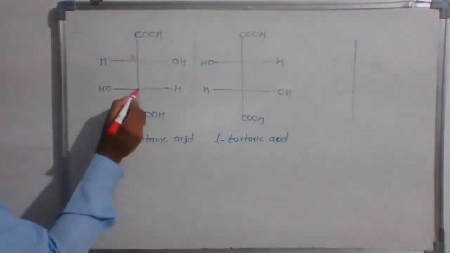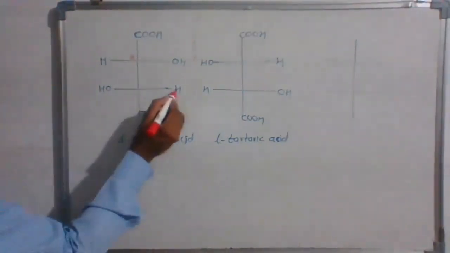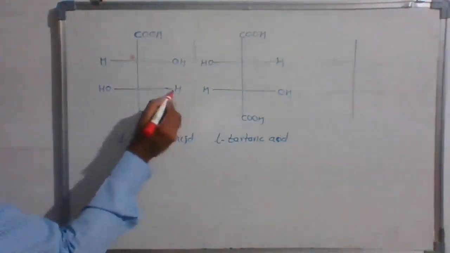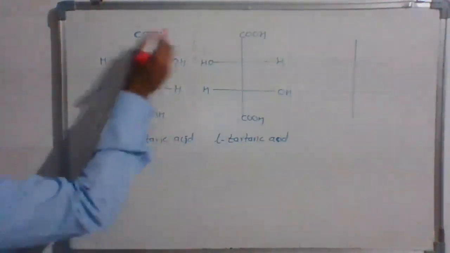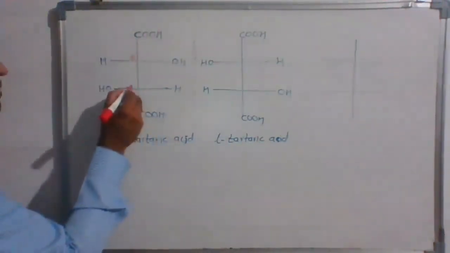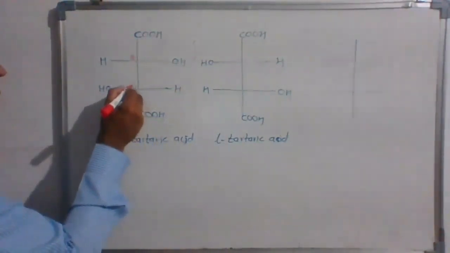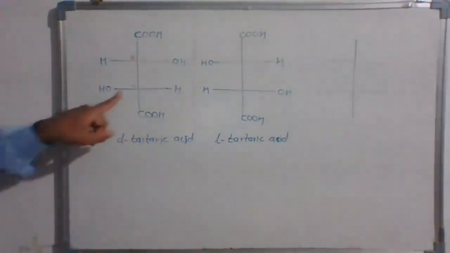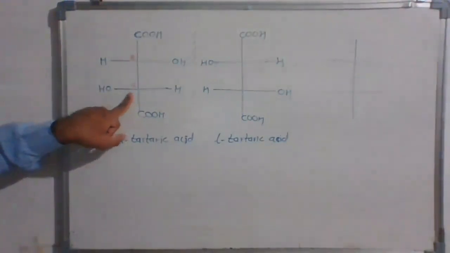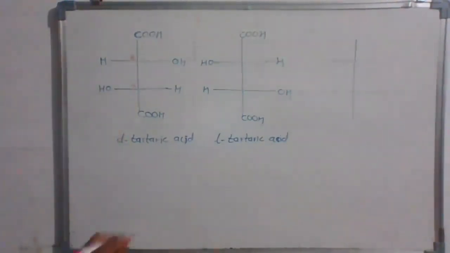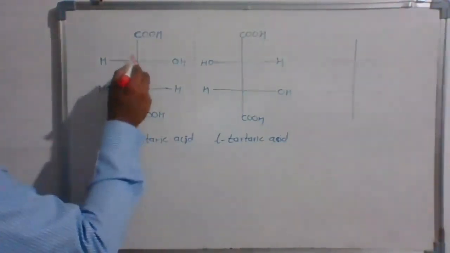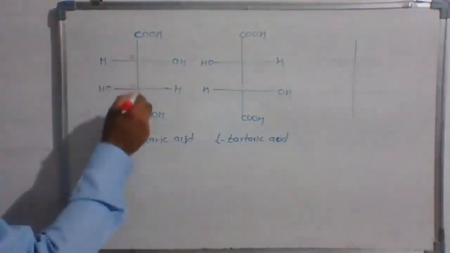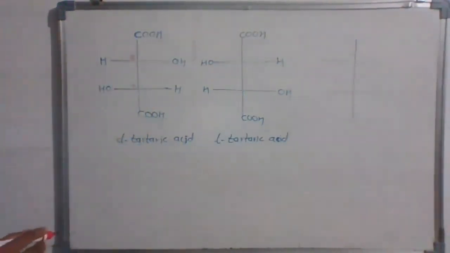Now look at this carbon. Again this carbon is having 4 different groups, H, OH, COOH and the big group. So this carbon is also chiral carbon. So 2 chiral centers are there in this tartaric acid.